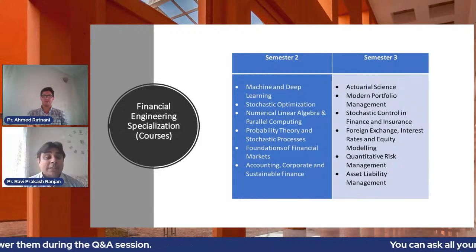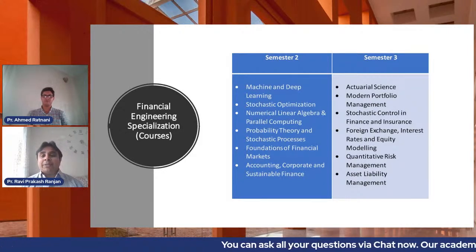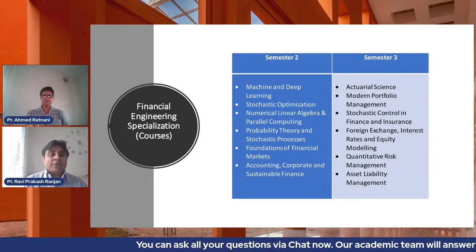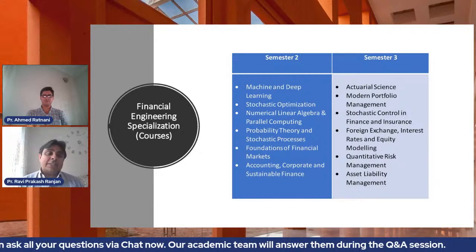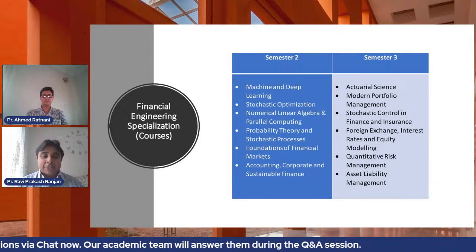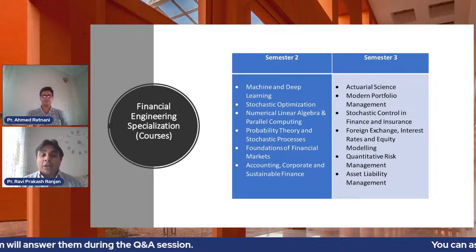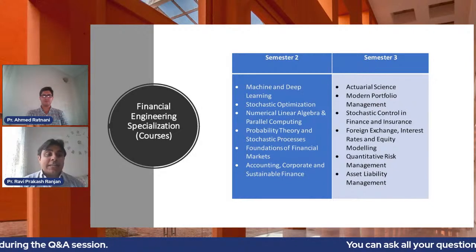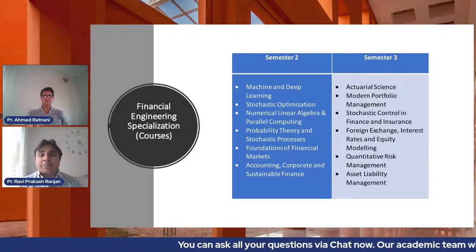Semester three is where the actual specialization in this financial engineering stream happens. And here we start with actuarial science, which has to do with the insurance industry. How do you price your insurance premium, which is a big question in this industry. So we talk about the industry in general, and then talk about models for pricing these premiums.